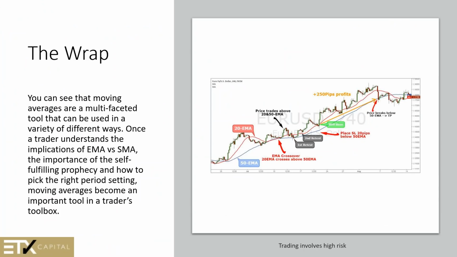So as you can see, the moving average is a multifaceted tool that can be used in a variety of different ways. Once a trader understands the implications of EMAs versus SMAs, the importance of the self-fulfilling prophecy, and how to pick the right period settings, moving averages become an important tool in a trader's toolbox. But you should always combine moving averages with other indicators and other interpretation of price action, because moving averages are a very simple, very helpful tool, but they aren't a trading system.